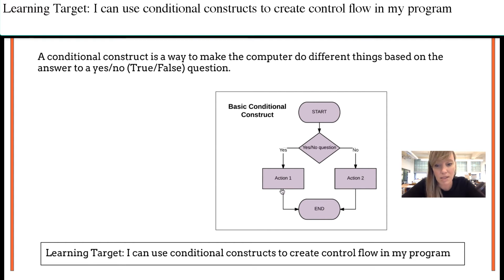So this is a very basic flowchart of a construct. You start the program, there's a yes or no question. If the answer is yes, you perform action 1. If the answer is no, you perform action 2. After action 1 is finished, it terminates. After action 2 is finished, it terminates there. So the conditional construct is the diamond block with the 2 actions, and that's it. It's a question, and then the actions based on the answers to that question.